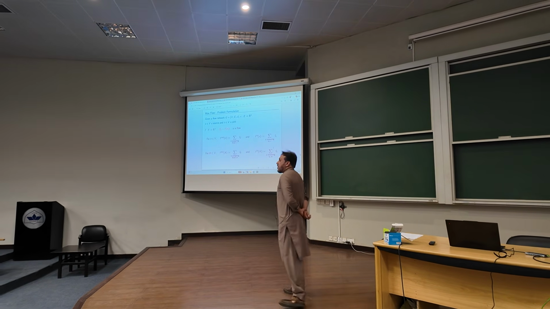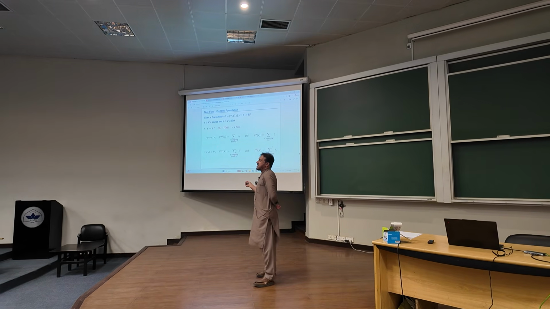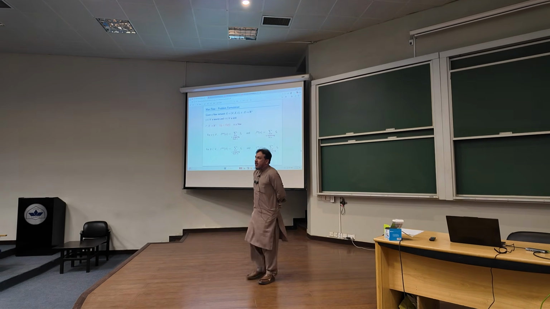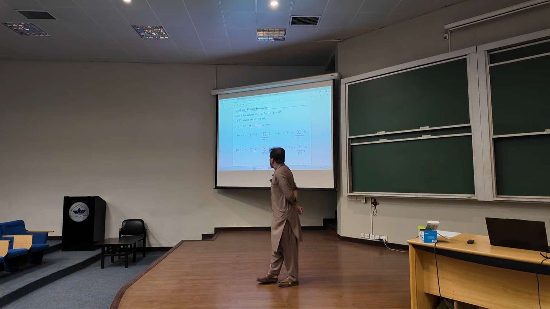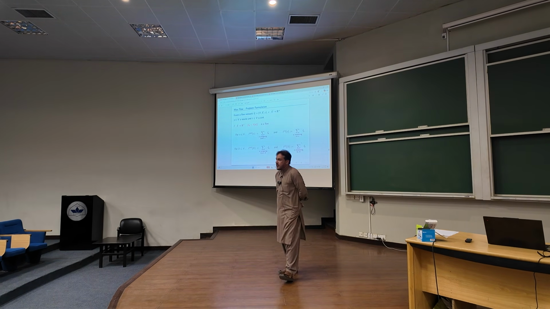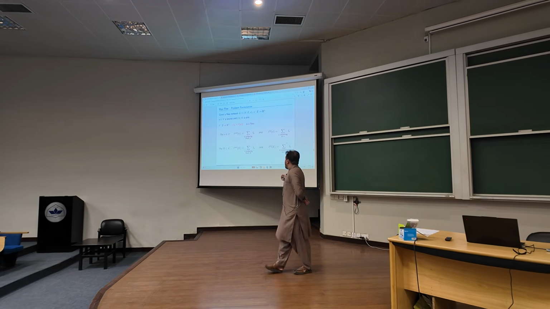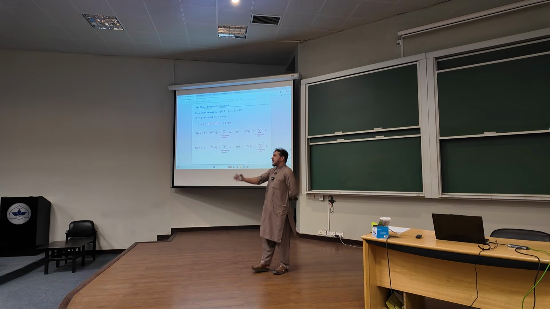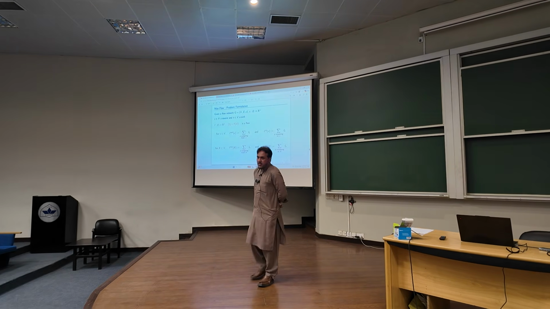So the outgoing flow, F out of a subset X, is the sum of the flow over all the edges that are outgoing from X. This is the outflow from X. And F in of X is the sum of the flow on all edges that are incoming to X.